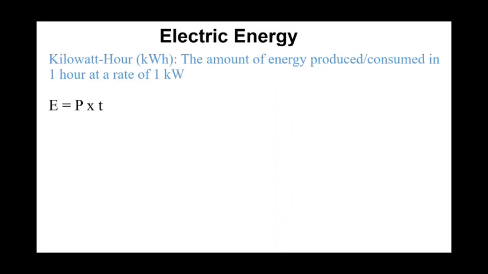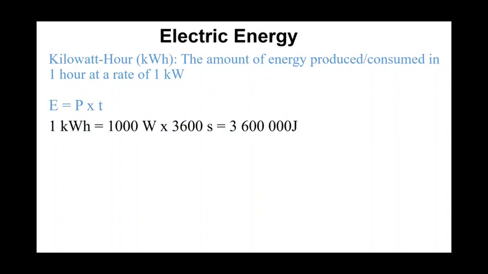Just to do a little conversion, energy is power times time. So if the power is 1 kilowatt or 1,000 watts, and the time is 1 hour, which would be 60 minutes times 60 seconds per minute, or 3,600 seconds, we would get 3,600,000 joules. So 1 kilowatt hour of energy is equivalent to 3.6 megajoules of energy.